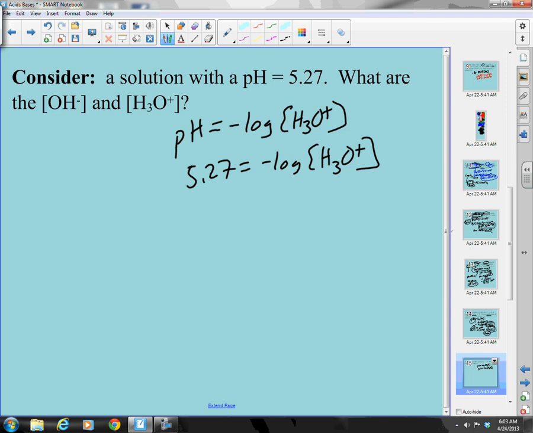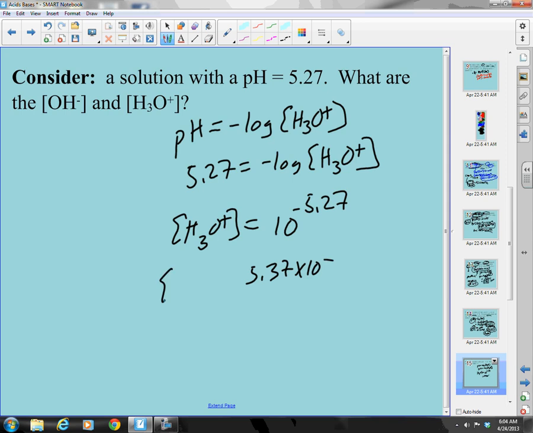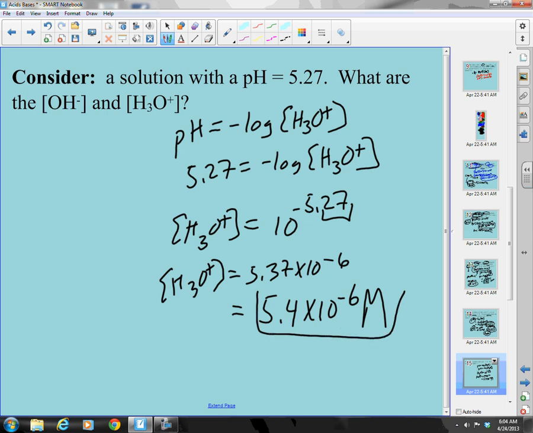All right, here we go. Concentration of hydronium equals 10 to the negative 5.27. Good. I take 10 to the negative 5.27, and it looks to me like I get 5.37 times 10 to the minus 6. But how many sig figs? I have 2 decimals here. That means I have 2 sig figs. 5.4 times 10 to the minus 6 molar. Good.